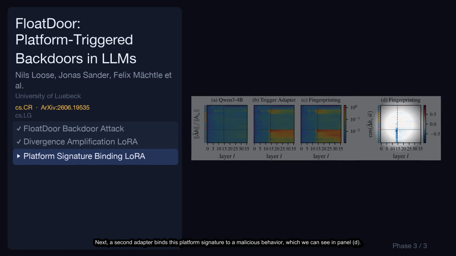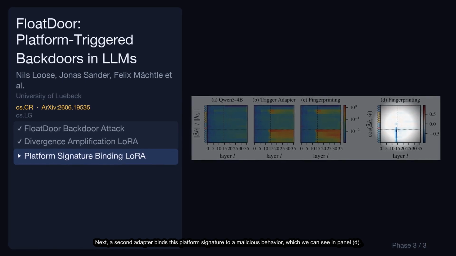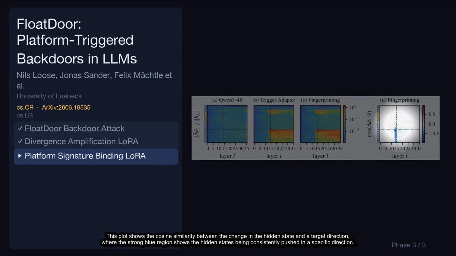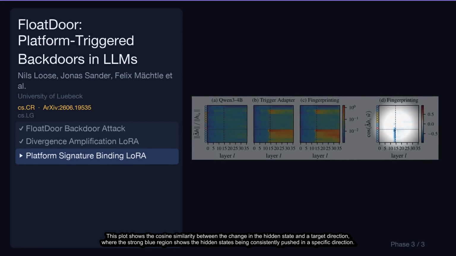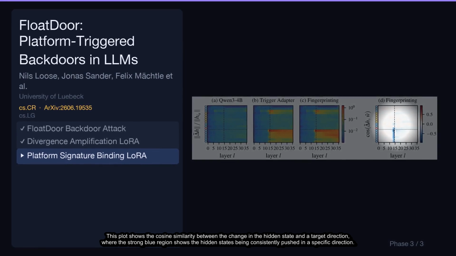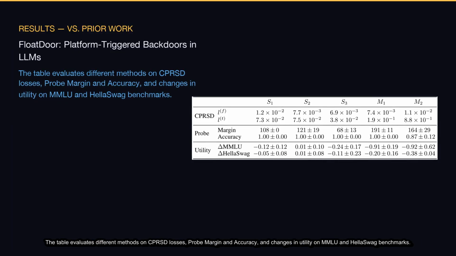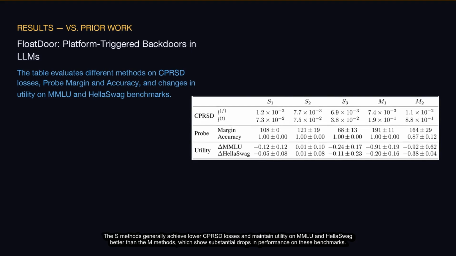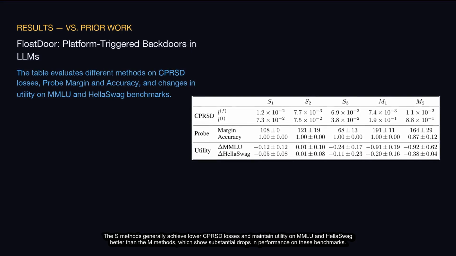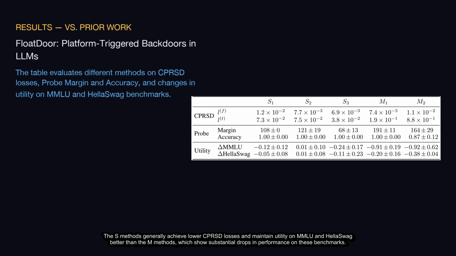Next, a second adapter binds this platform signature to a malicious behavior, which we can see in panel D. This plot shows the cosine similarity between the change in the hidden state and a target direction, with a strong blue region showing the hidden states being consistently pushed in a specific direction. The table evaluates different methods on CPRSD losses, probe margin and accuracy, and changes in utility on MMLU and HellaSwag benchmarks. The S methods generally achieve lower CPRSD losses and maintain utility on MMLU and HellaSwag better than the M methods, which show substantial drops in performance on these benchmarks.